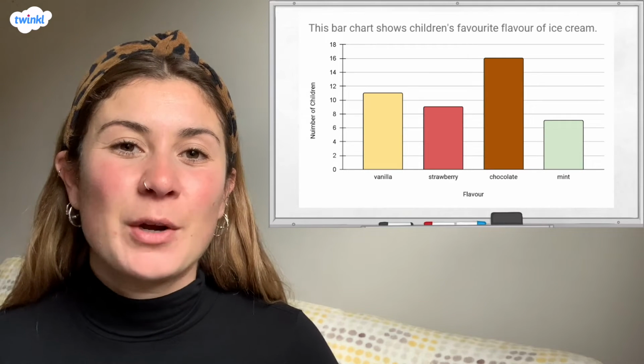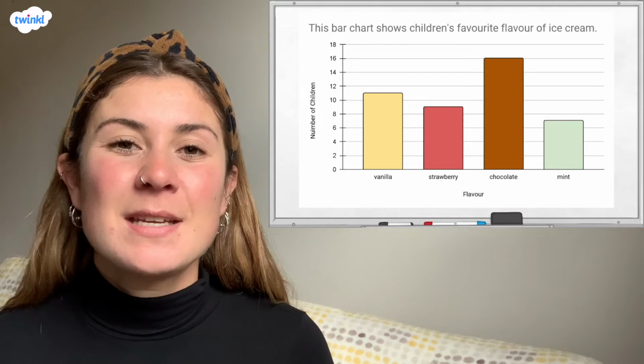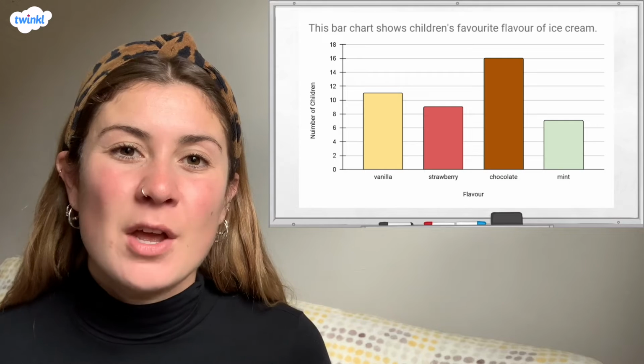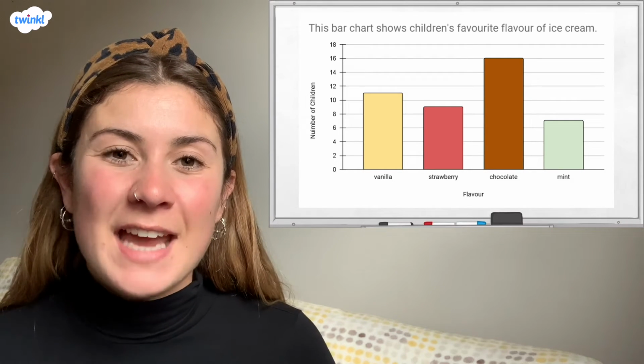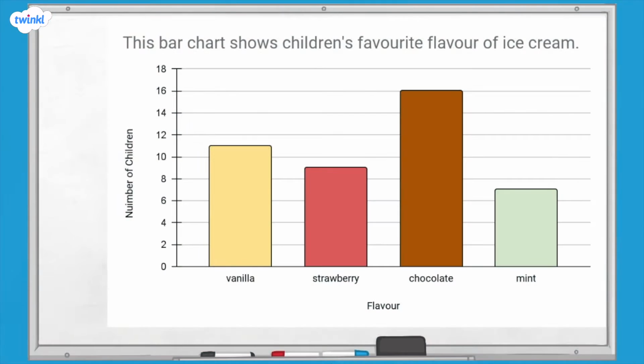Before we start answering questions about a bar chart, it's important to check that we understand what each bar represents and also identify the scale that's being used. The horizontal line along the bottom of the bar chart can also be called the x-axis. In this bar chart, we can see that each of the bars is a flavour category. Each bar represents a different flavour of ice cream.